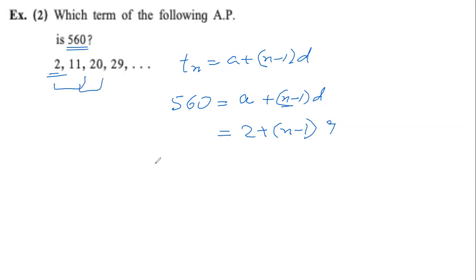Now you see this is a linear equation in one variable. 560 equals 2 plus (n minus 1) into 9. When you solve this, you will get n equals some number, and that n is this n. So if n comes to 23, you will say 560 is the 23rd term. If this n you find as 32, then you will say it is the 32nd term. If it is 61, you will say it is the 61st term. You have to find the n.